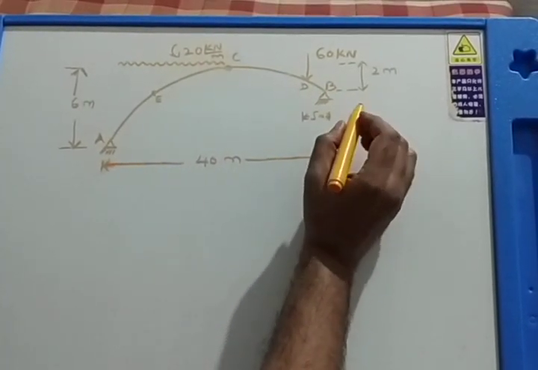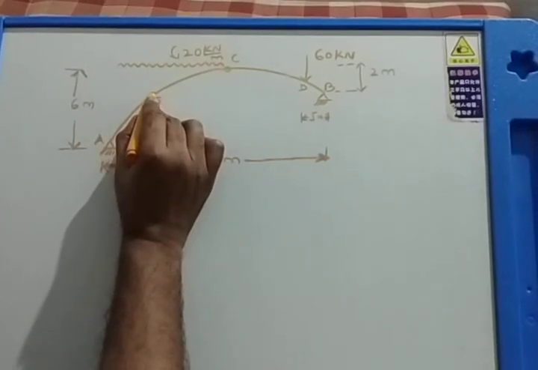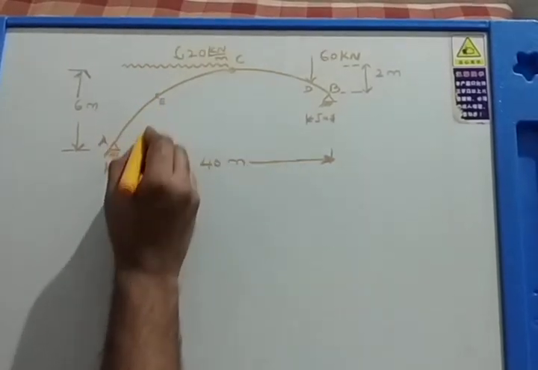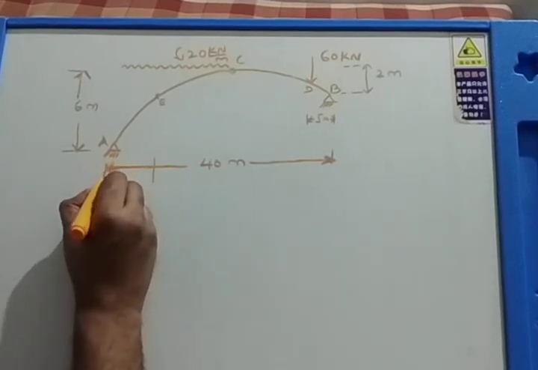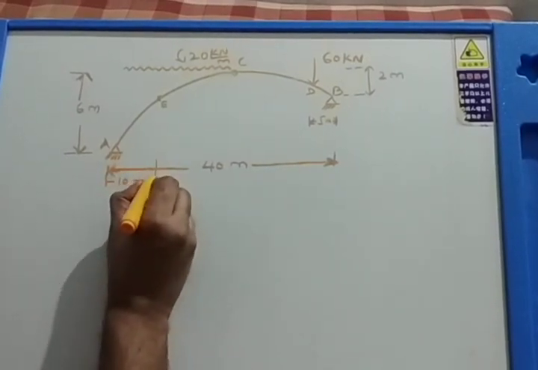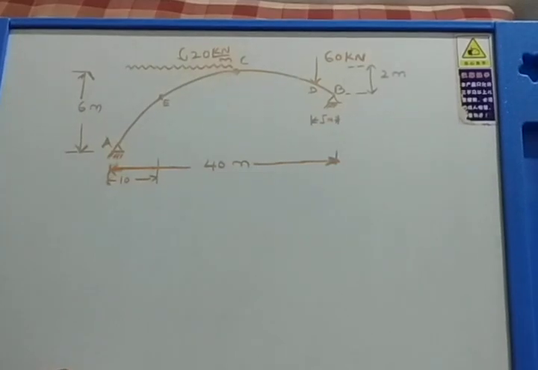Now the question is to find out bending moment, normal thrust and radial shear at E. E is at a distance of 10 meter from A. So this is the question.